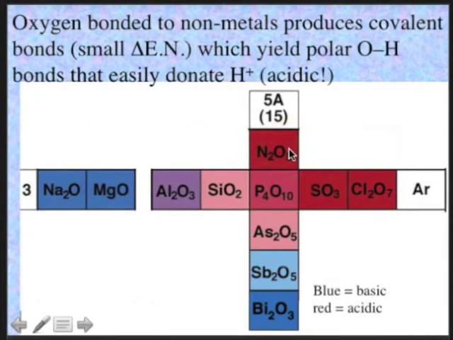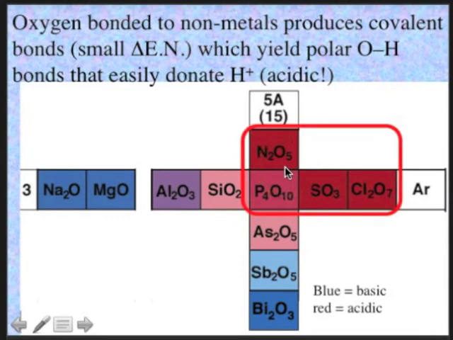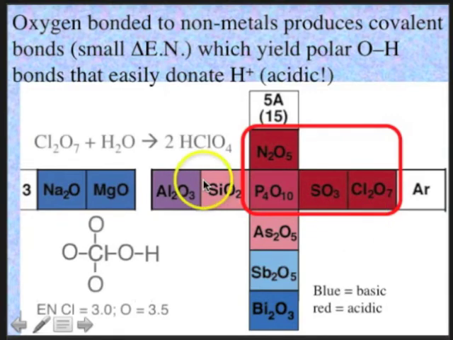Now what happens instead if oxygen combines with a nonmetal like nitrogen or sulfur or phosphorus or even a halogen, chlorine? What happens in those situations? What you have are primarily covalent bonds, albeit polar covalent bonds, between oxygen and the nonmetal. And that makes it tough to break that bond. It's a covalent bond. So as an example, take some dichlorine heptoxide and put it in water. What we get is 2 moles of perchloric acid, one of the strongest acids we know about.